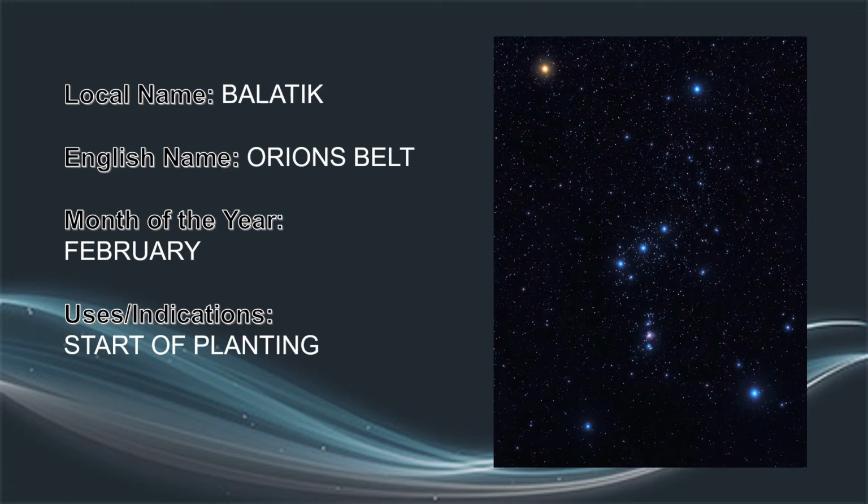Next is the Balatik, or the constellation Orion's belt. Those three stars serve as the Balatik or Orion's belt. It appears during the month of February, and it's the indication for the start of planting.